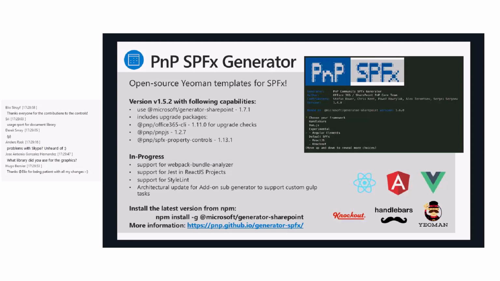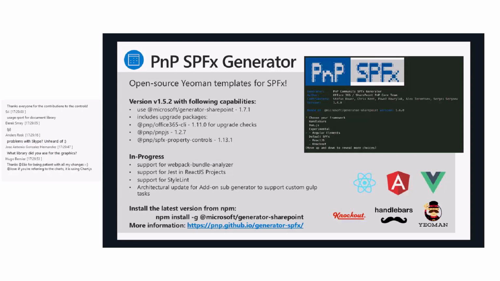We also updated PnP JS, so we now support version 1.2.7, and the PnP SPFx property control that Elio mentioned, with version 1.13.1. So the packages that we now deliver in the PnP SPFx generator are mostly the latest releases. In future we have some things that we want to implement or add to the web part, to the generator in general.